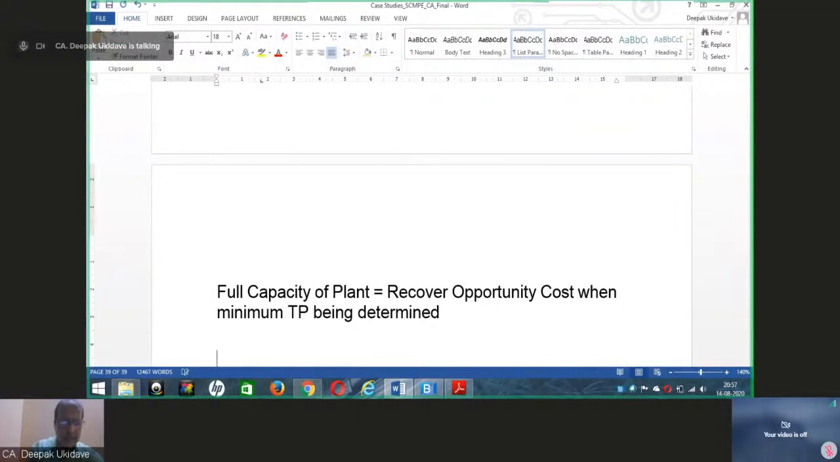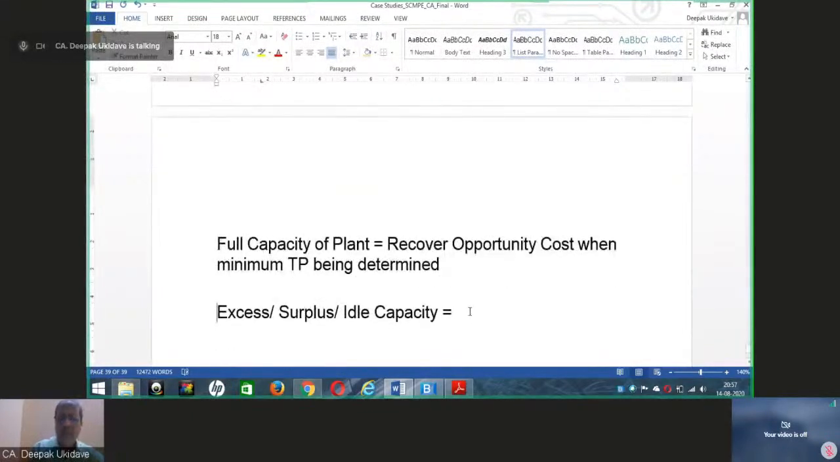And when there is excess capacity, I will write all parallel words, or surplus capacity or idle capacity, all one and the same. Excess capacity, surplus capacity or idle capacity: do not recover opportunity cost. Recover only variable cost. Recover only marginal cost.